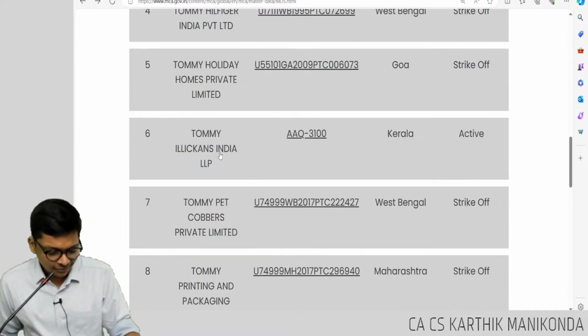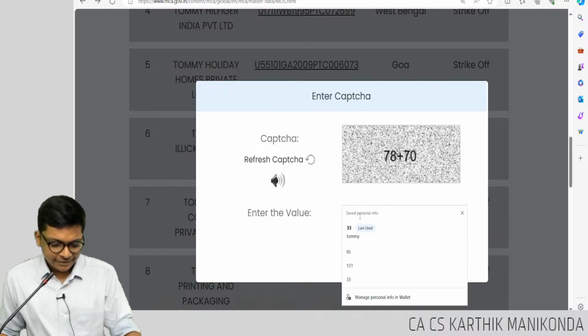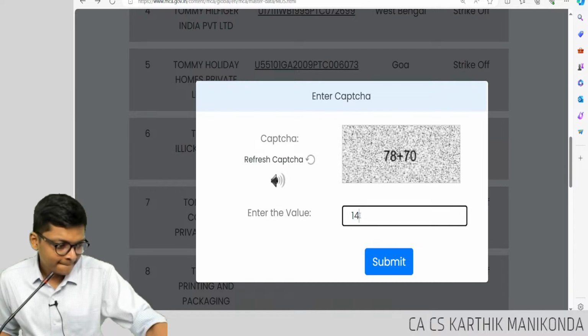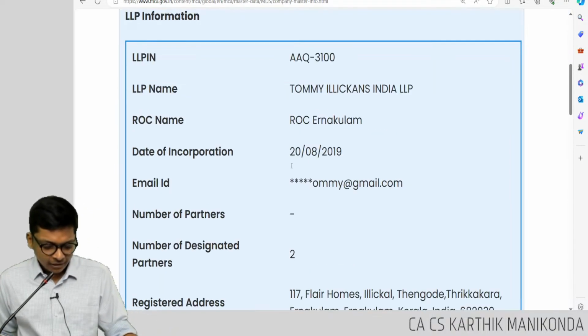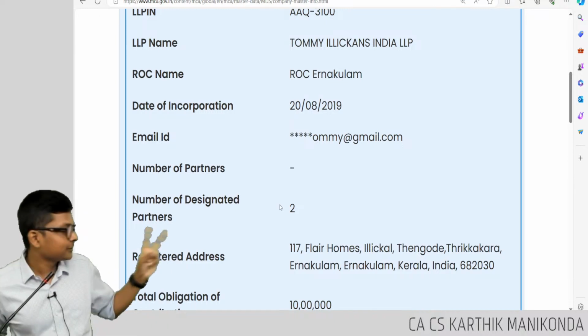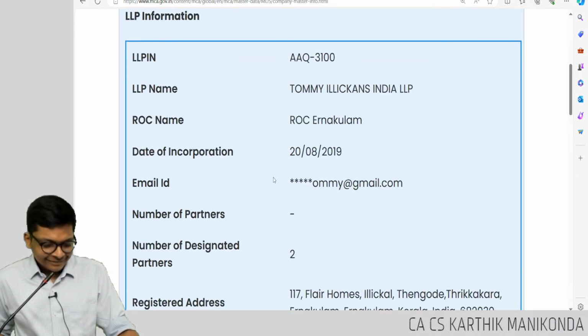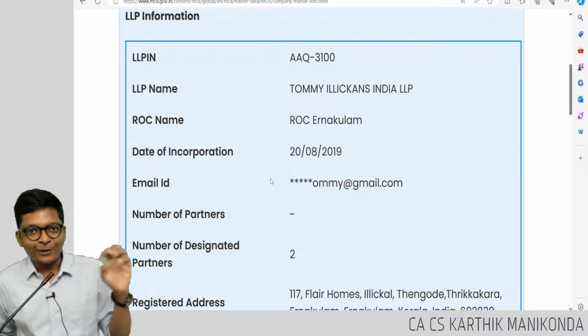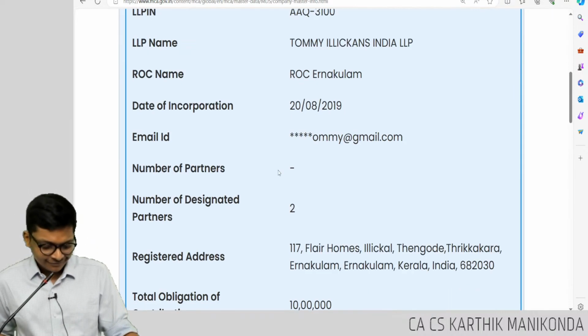Okay. 78 plus 78. What is the company? From Kerala they are. Number of DPs is 2. Okay. They will not show the email ID fully, guys. Okay, privacy.